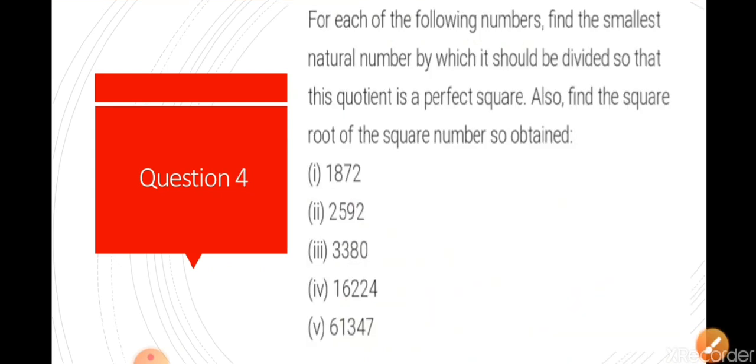Now next question. For each of the following numbers, find the smallest natural number by which it should be divided so that this quotient is a perfect square. Also find the square root of the square number so obtained. Again, the numbers which are given are not perfect squares. Again you will not get the pair of any one number or any two numbers.